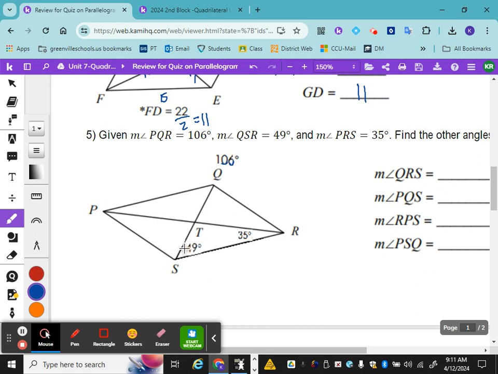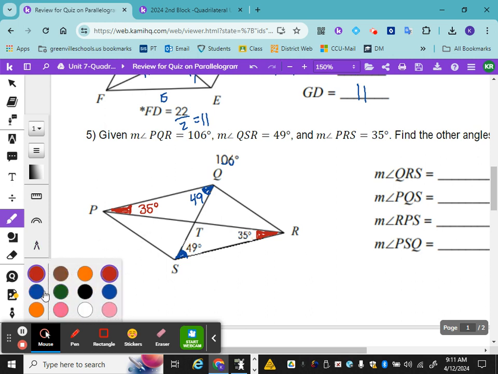If this is 49, alternate interior, this is 49. Right? If this is 35, this is 35. Alternate interior. Okay?